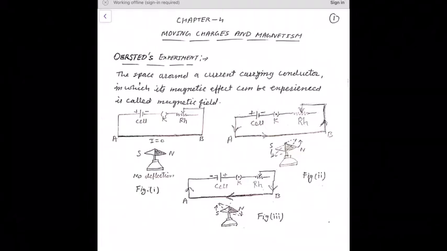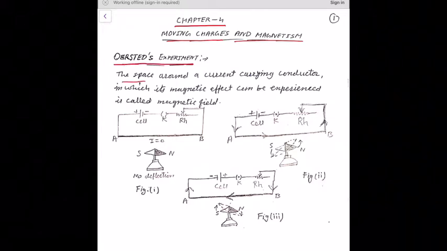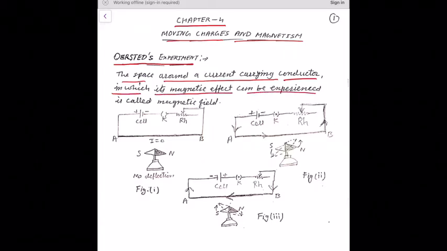Hello student, today we will start chapter 4, Moving Charges and Magnetism. First we will discuss Oersted's experiment. The space around a current carrying conductor in which its magnetic effect can be experienced is called magnetic field.